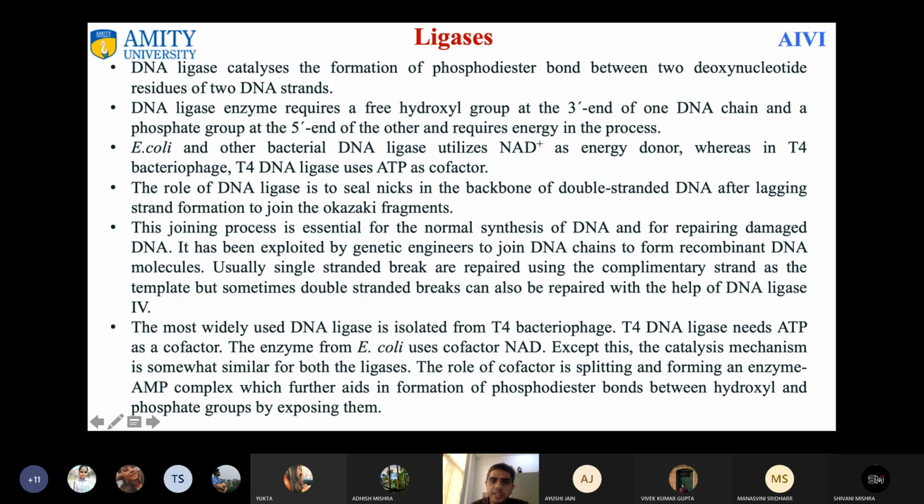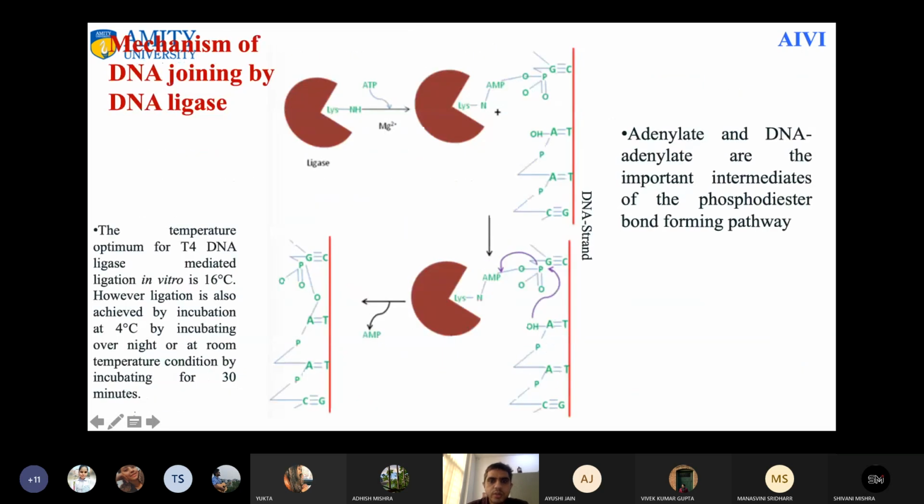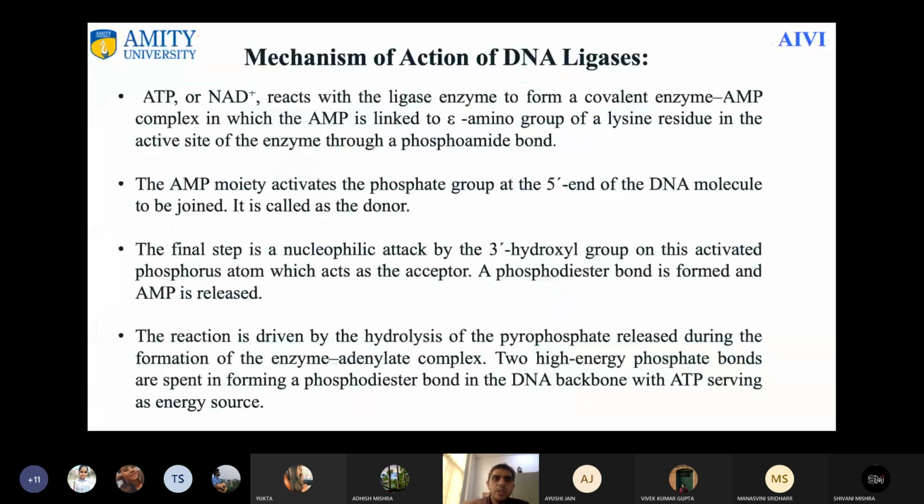Okay, so this is the thing. Mechanism: how is it going to occur? This is the thing that we have to talk about. So mechanism, as I mentioned, the first thing is that they must come close to each other. So ATP and NAD. Depending on whatever type of enzyme you are having, if you are having a T4 DNA ligase, you need ATP. If you have E. coli DNA ligase, then you need NAD.